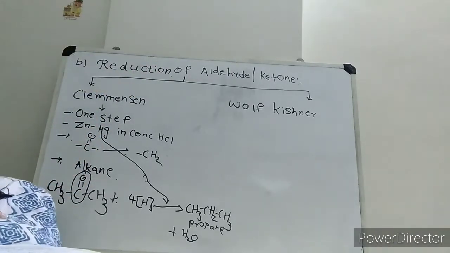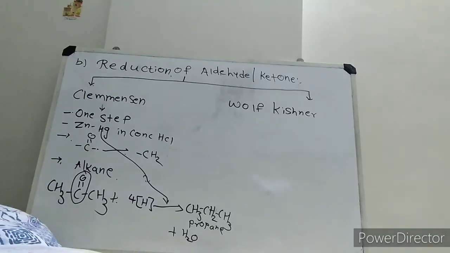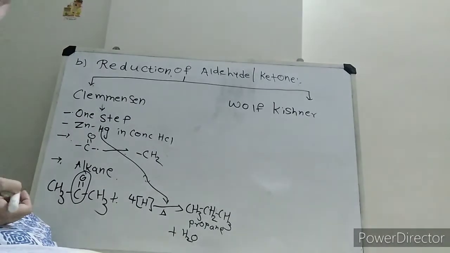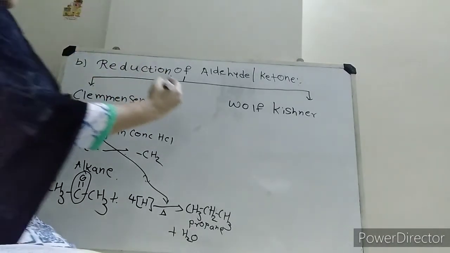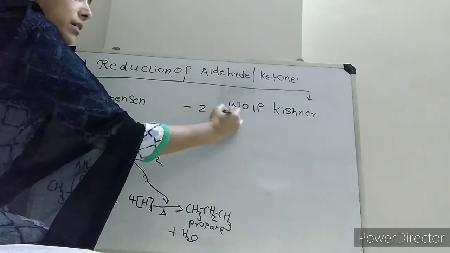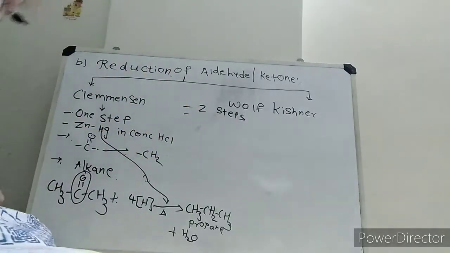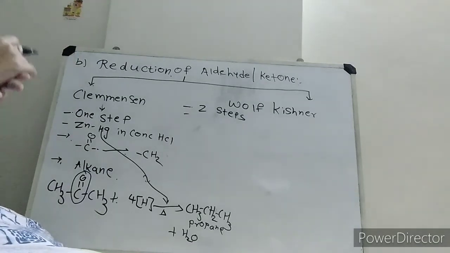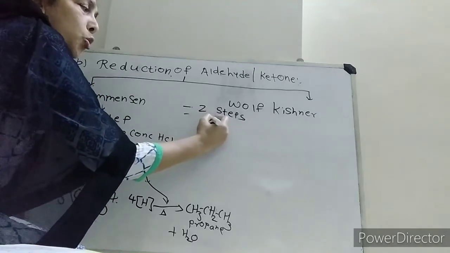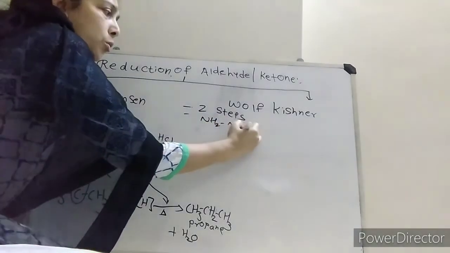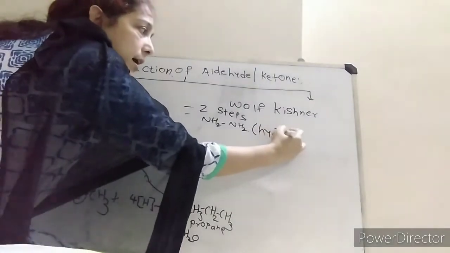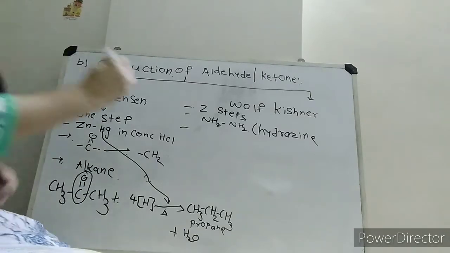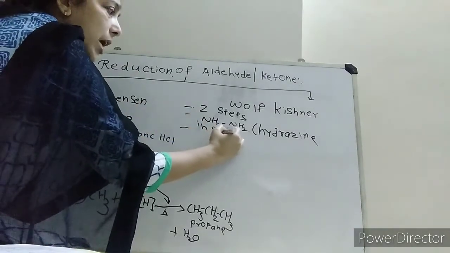Now let us see Wolff-Kishner. In this case, we have to write the heating sign on the reaction. Now in the Wolff-Kishner reaction, what are the rules first? There are two steps. It is a two-step reaction. In this case, the reagent we are using is NH2NH2, known as hydrazine, in step 1.